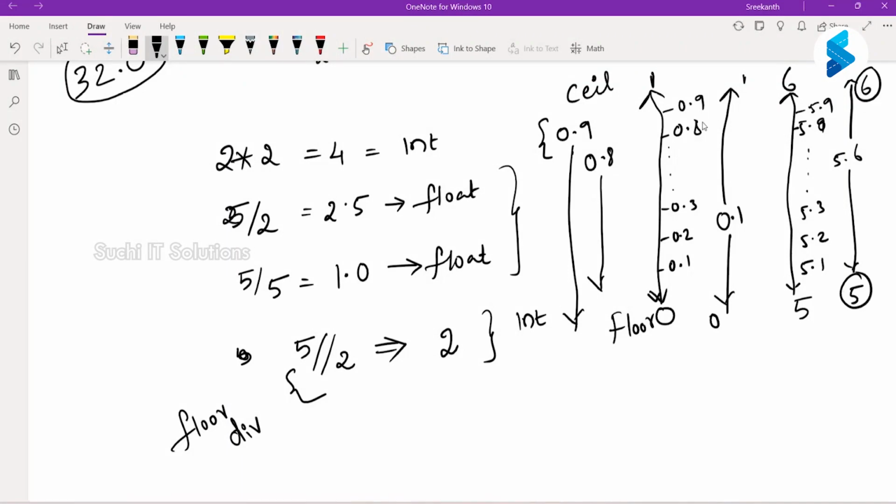Yes, sir. So here, if I use a double slash, it will always give the floor value. The operator is called floor division, and hence it will always result in an integer with a floor value. Okay, are we clear?